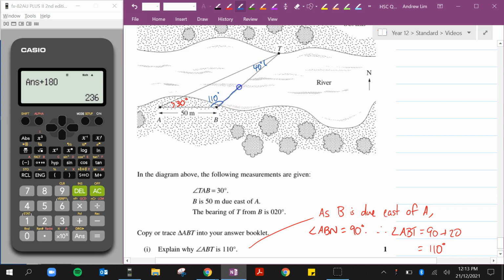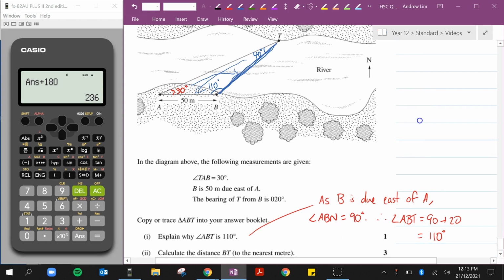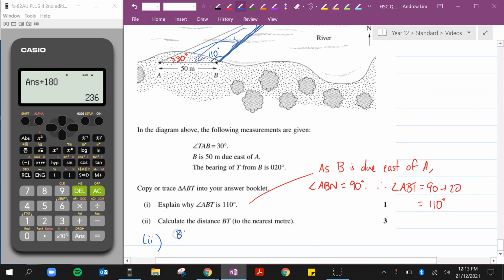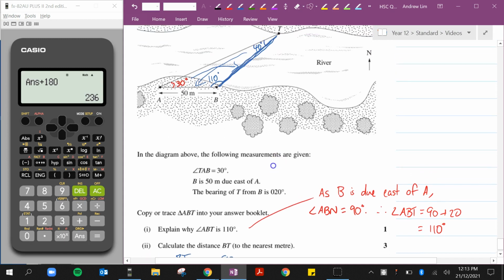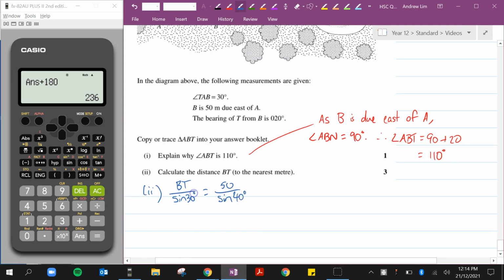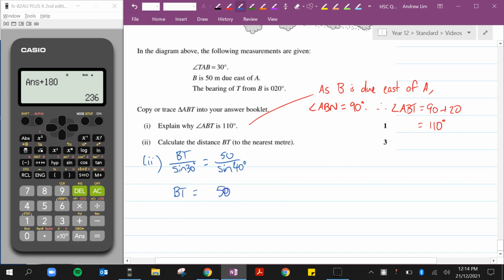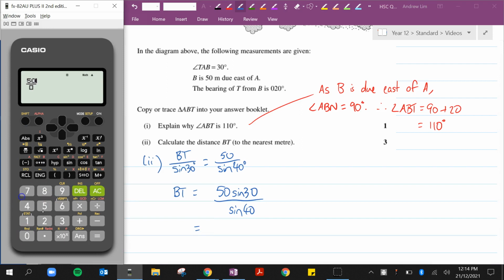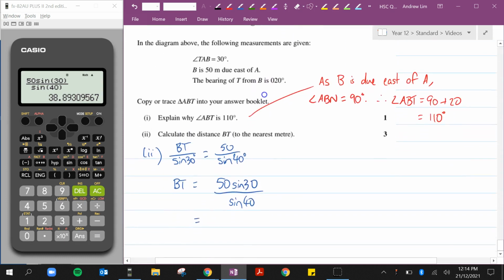So if I want to work out this length, I'm going to use the sine rule, because I know that 40 is going to pair up with that 50, and this 30 degrees here is going to pair up with the side that we're trying to find. So BT over sine 30 is equal to 50 over sine 40, because that's what it pairs up with. So BT therefore has to equal 50 sine 30 over sine 40, which is 38.89. This says to the nearest meter, so 39 meters.